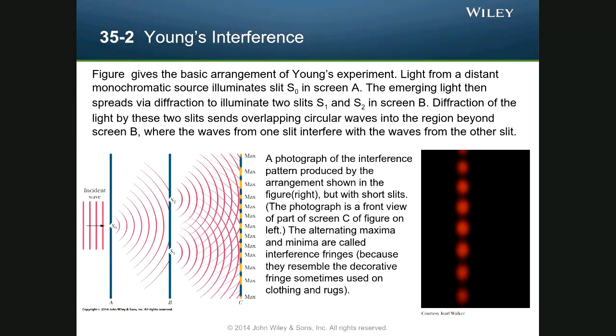Basically, he took any sort of electromagnetic wave and sent it through a single slit, and then these waves would diffract on two slits, and these would act as wave sources. What you would see is that you get what's called an interference pattern.